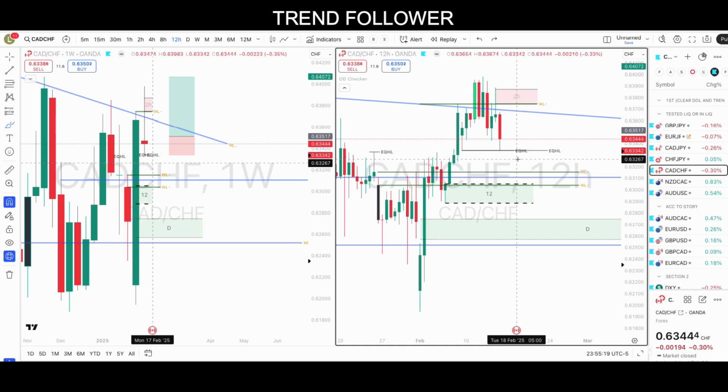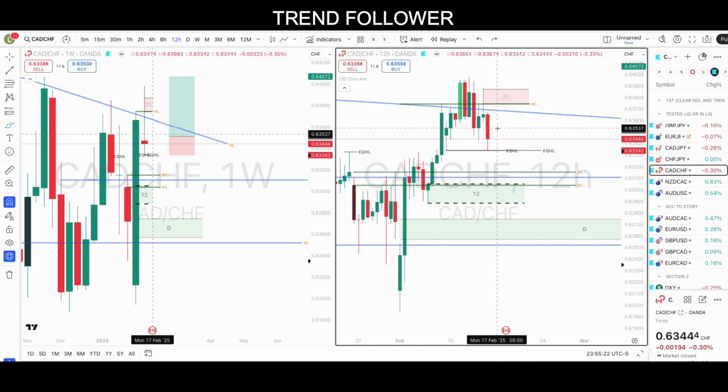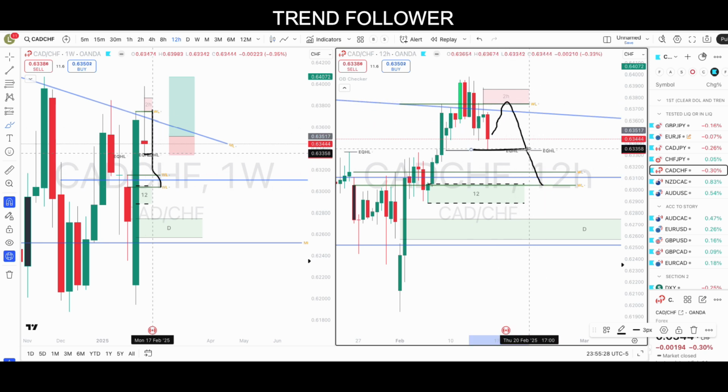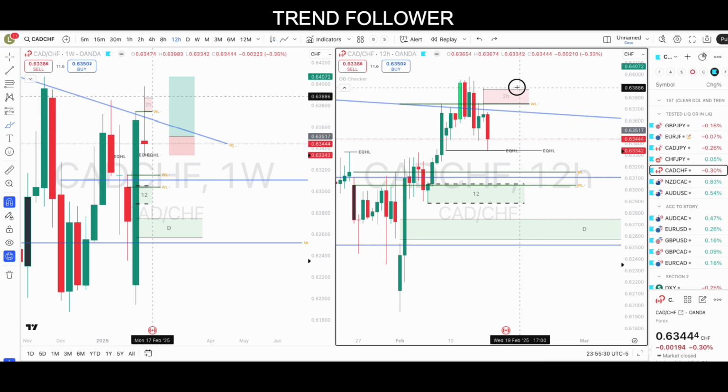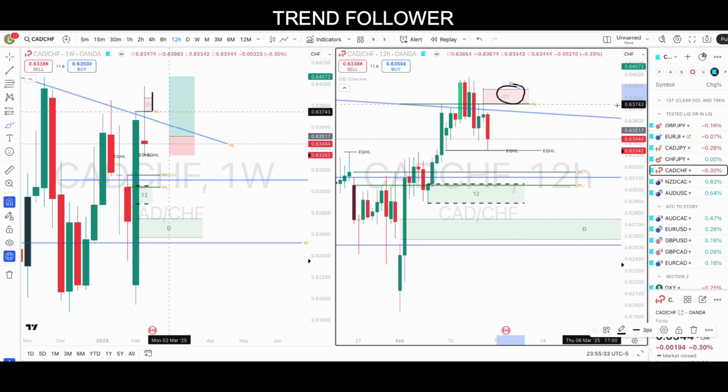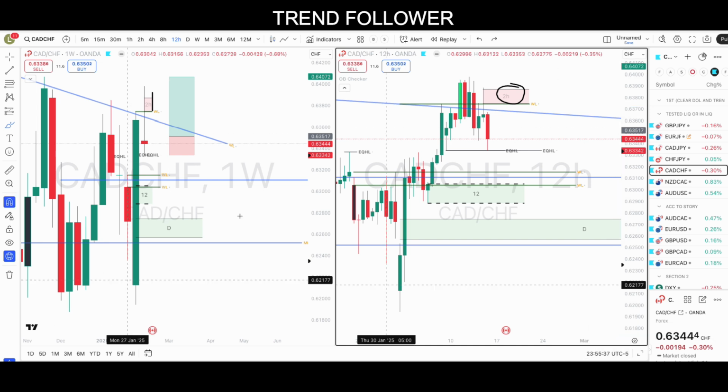But let's say CAD shows strength, right? Then what I want to see is CAD coming here and then breaking this equal high low, right? So if it comes here, let me put an alert. Can I just do that? Where is that button?